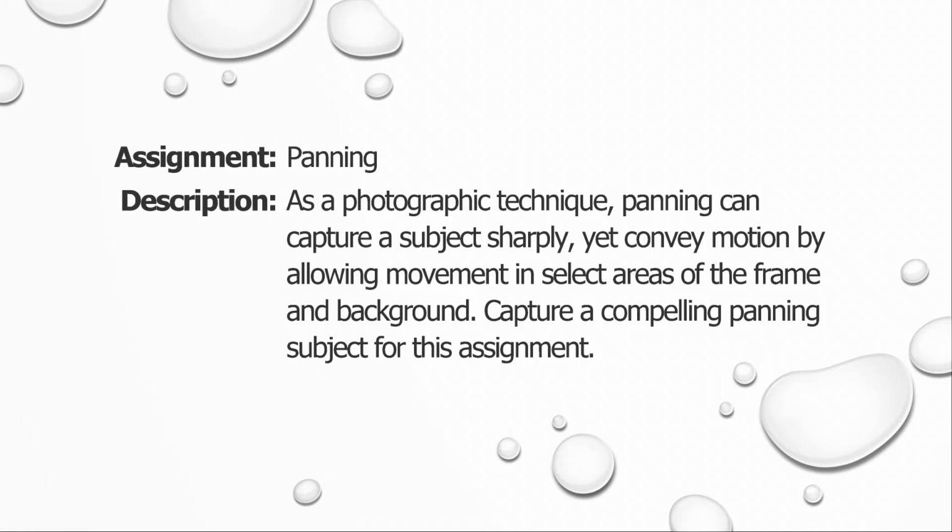Conveying motion is done by freezing the subject as you track it through the scene, but having the background be blurred by the movement of the camera following the subject. Ideally, if parts of the subject are moving, keeping the movement in those moving parts really conveys motion in the best possible way. So your job is to go out and find a subject and capture a compelling panning image of that subject. Let's take a look at a couple of sample pictures.